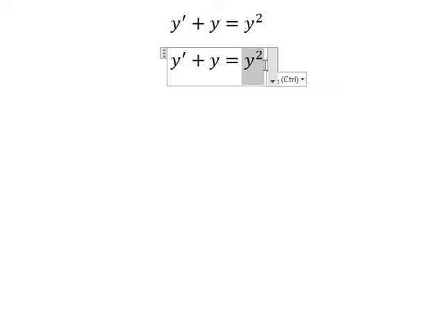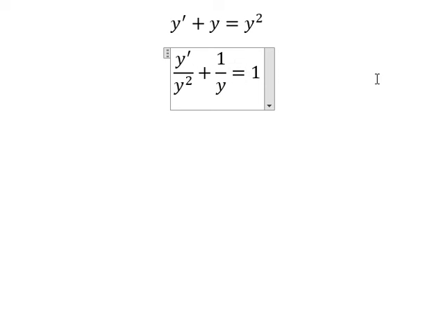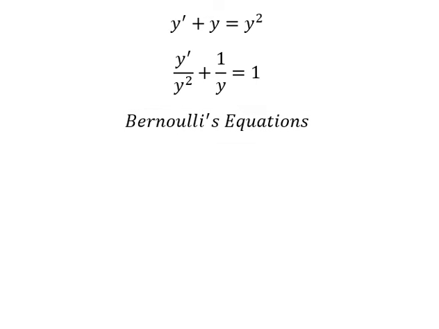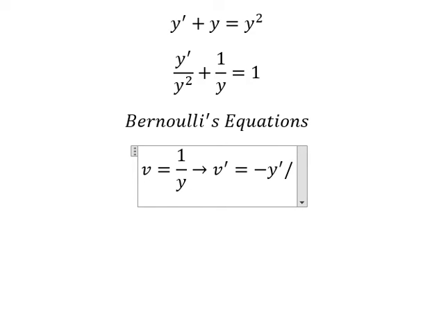We divide both sides by y squared. Next, we have 1 over y, and this one is about Bernoulli's equation. So I will put v equals 1 over y. Later, we need to do first the derivative for both sides, and we have negative first derivative of y over y squared.